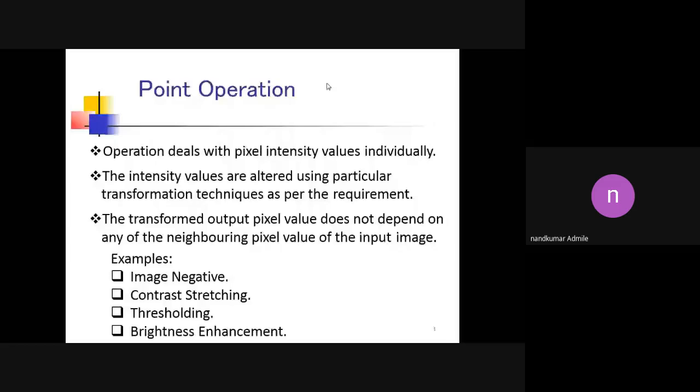Okay. So now we discuss the various types of point processing. Can anyone tell me what the different types of point processing are?